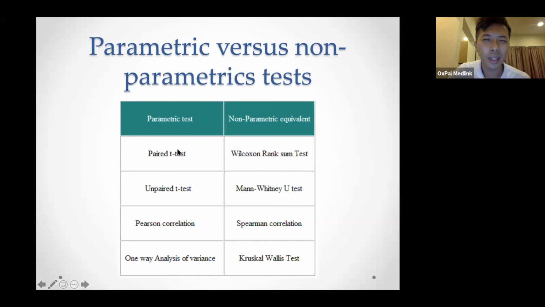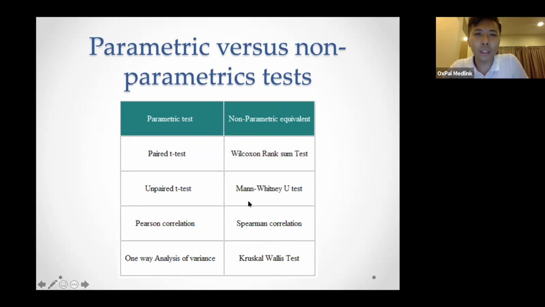So the parametric test may be a paired t-test, but there's a non-parametric equivalent, which is the Wilcoxon signed-rank test. And we have the unpaired t-test, which is equivalent to the Mann-Whitney U-test. And we have the Pearson correlation matched up with the Spearman correlation, and one-way analysis of variance matched up with the Kruskal-Wallis test. You might experience the Pearson correlation very soon in the linear regression lecture, and maybe the one-way analysis in another lecture. And just note there is a corresponding non-parametric equivalent.